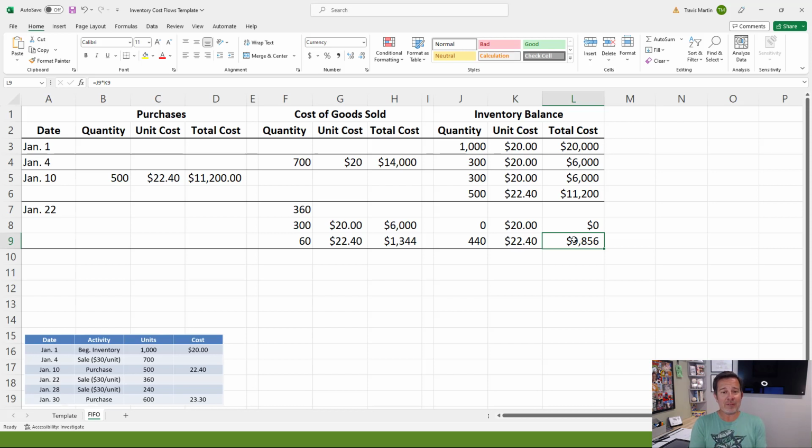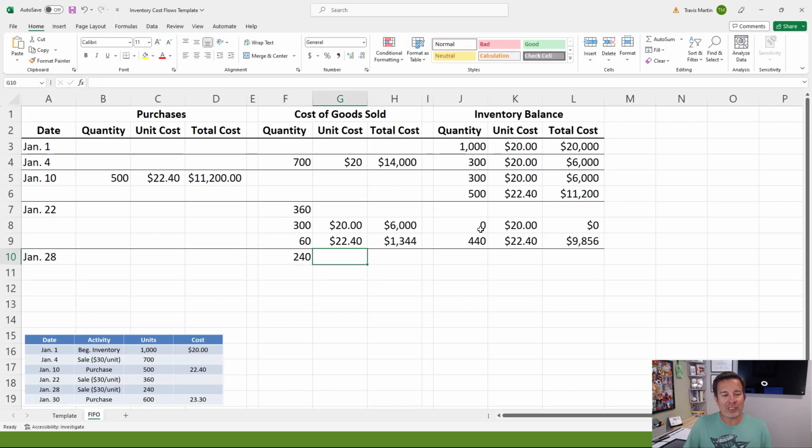I'm taking that inventory cost, what I paid for the inventory. I'm splitting it between cost of goods sold and ending inventory. All right? With me? Let's move on. January 28th. We sold some more. This time we sold 240.